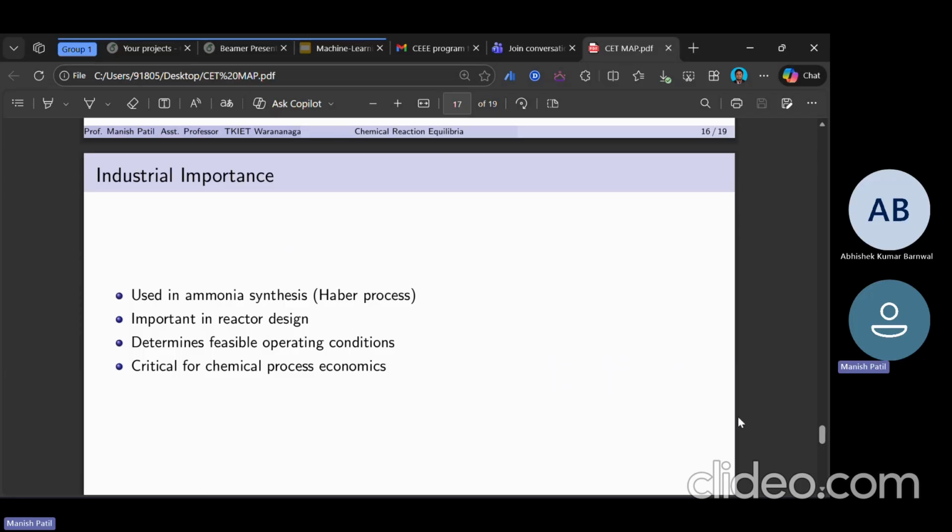Then the industrial importance: why engineers care about the equilibrium concept. The most important use is in ammonia synthesis, the Haber process. It is also used for reactor sizing, selection of the operating conditions, and it is an important parameter for economic optimization or process economics. Industry often operates at non-equilibrium conditions to balance yield, rate and cost. These are the important concepts we need to understand from the industry point of view.